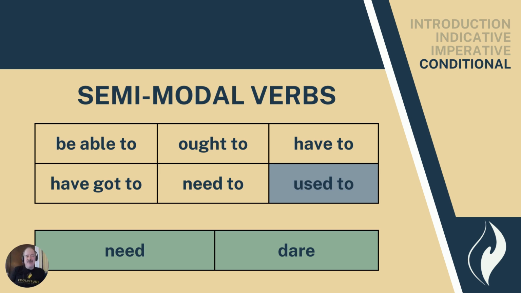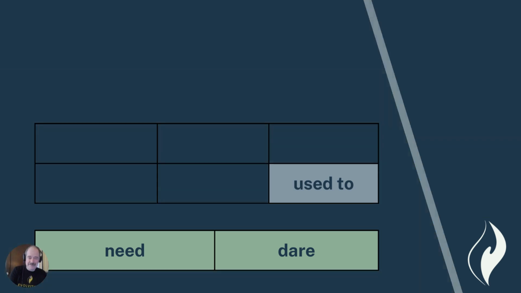Right. And I put the words need and dare down at the bottom. They are so obscure and rare as semi-modal verbs. I'm not going to spend any more time on them other than to say you can check those out in our written materials in Nightingale Writing Center. They have very strange rules and they rarely occur as semi-modal verbs.